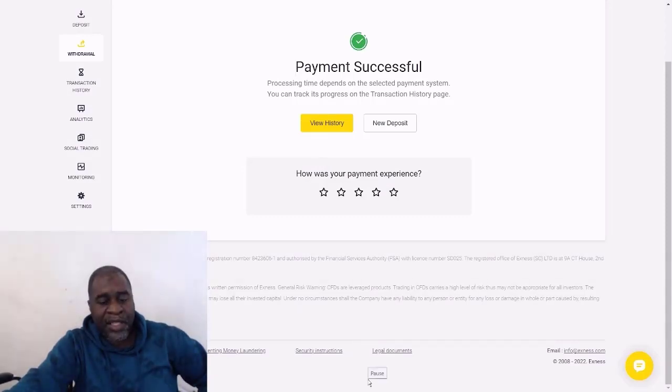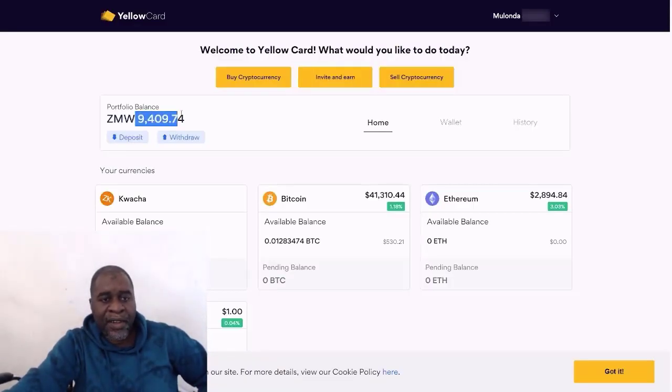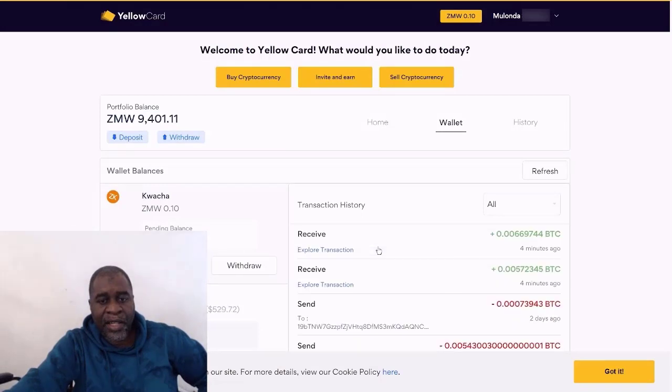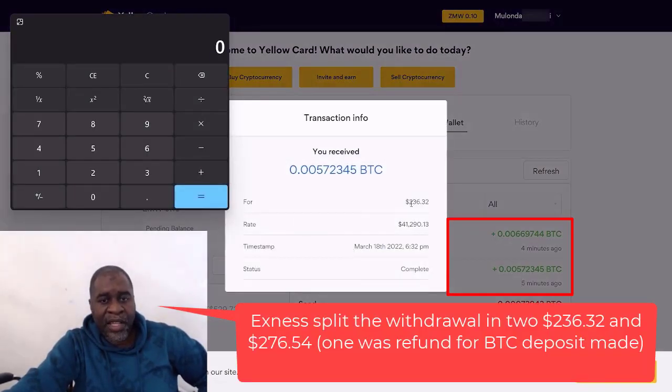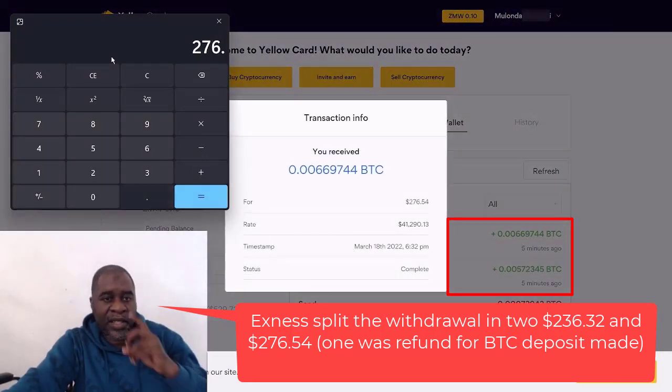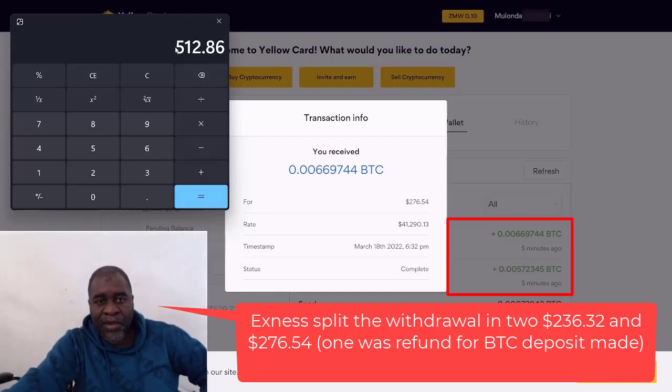Wait a couple of minutes, about 5 to 30 minutes. The funds are sitting in my Yellow Card wallet. If I come there, you'll see I've received it about 4 minutes ago, and it's coming to about $236. I think this was about $276. Okay, they came in 2 amounts. So the total, because the initial withdrawal amount was refunded and then the excess was also okay.